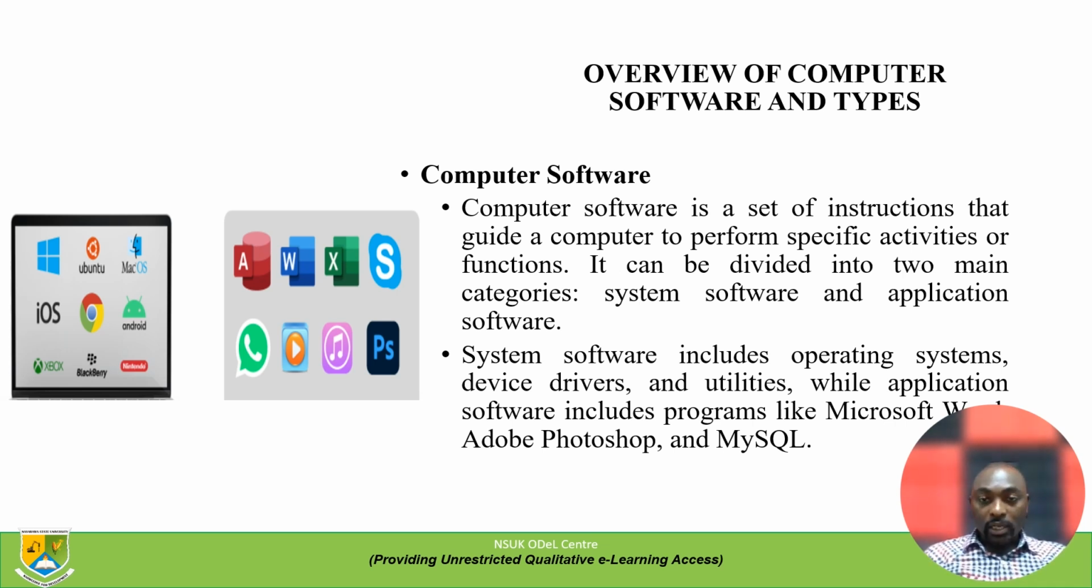The system software includes software like operating systems, device drivers, and utilities. While application software includes programs like Microsoft Word, Adobe Photoshop, and MySQL. So the application software are those designed towards the users, to help the user in performing diverse tasks, while the system software is designed towards controlling the hardware resources.